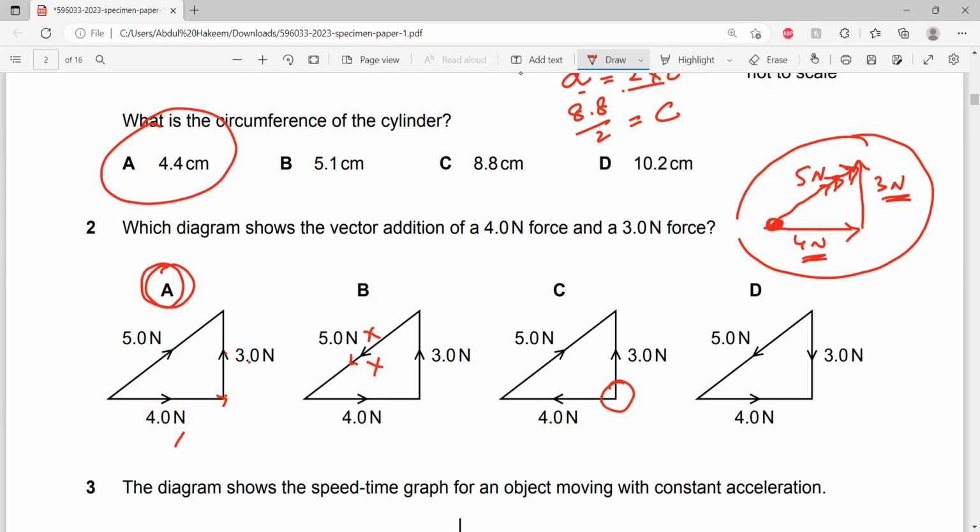Now here, there is no head to tail rule, because if this vector is in this direction, the other vector must be in this direction. This is wrong. And this is also wrong because the head to tail rule is not applied. This is head to head. So the answer is A. 4 Newton and 3 Newton are both added according to the head to tail rule, and the resultant is 5. So the answer is A.